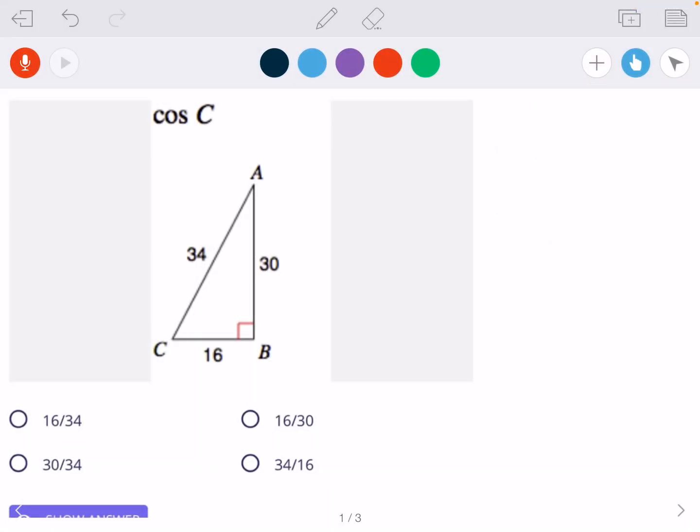So looking at this trig ratio, you have to sketch this figure. On your paper, or if you screenshot it, however you do it, you sketch this triangle. So the first thing you do is identify your O, A, and H.